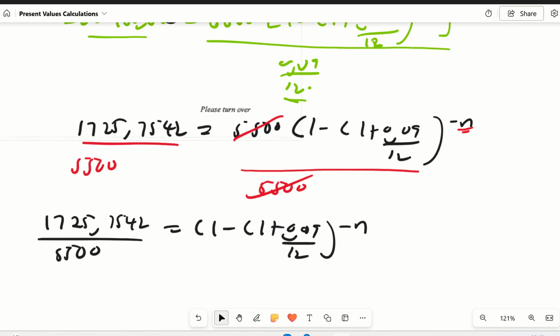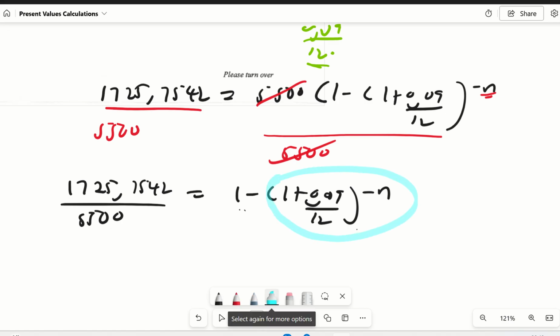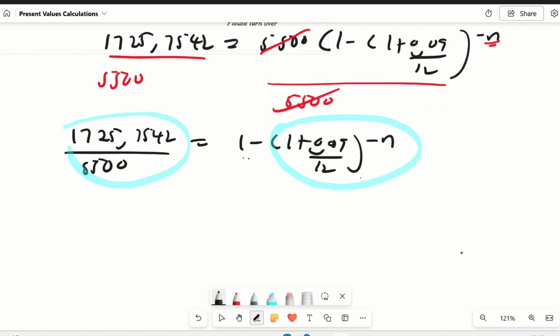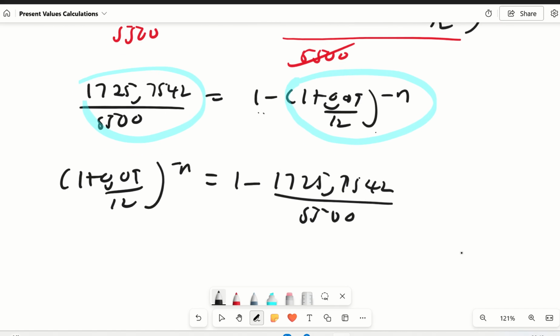Okay, sharp. I don't have to put this because everything's removed. Then I could take this bit to the left hand side and it becomes positive, and I can take this to the right hand side and it becomes negative. So this will then simplify to (1 plus 0.09 over 12) to the power minus n equal to 1 minus 17,025.7542 over 5,500. And then that's about that.